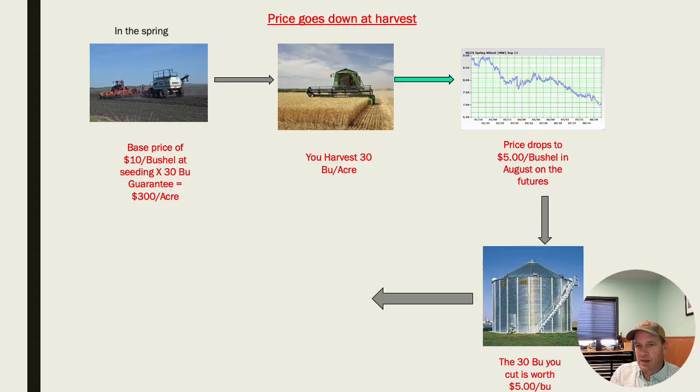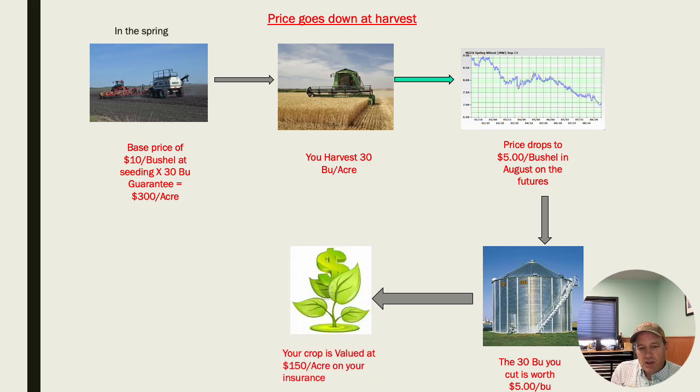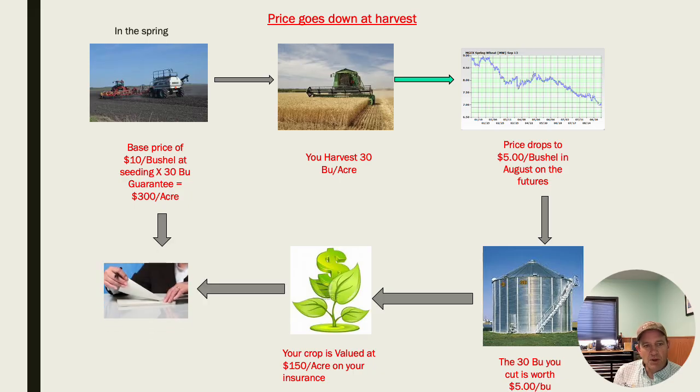The 30 bushels you cut on the crop insurance side is worth $5 a bushel, not the $10 that we started at. Doesn't matter if you marketed your grain and you're selling it at $10 at the elevator. It just all depends on what happened with the futures. So on the crop insurance side, you cut $150 an acre of grain. And so we have a $300 an acre guarantee. We actually cut right at our guarantee, but it's only valued at $5. So we have a $150 an acre loss trigger there.